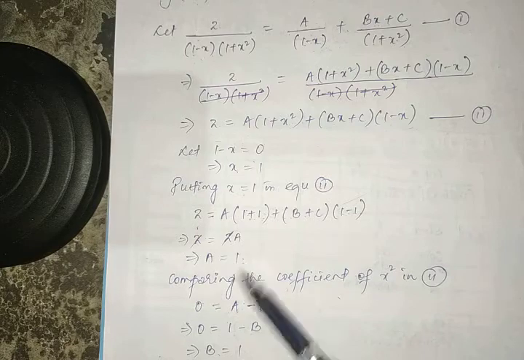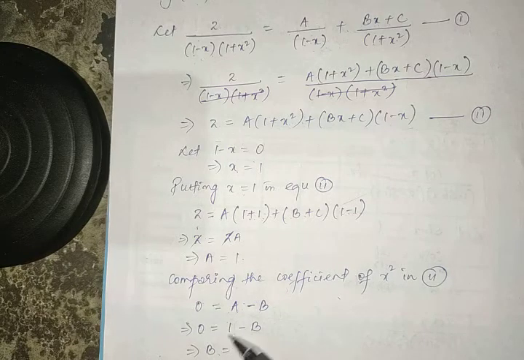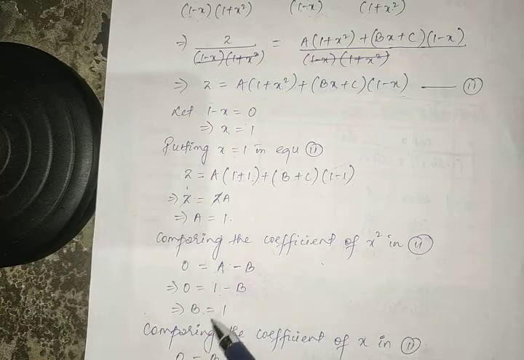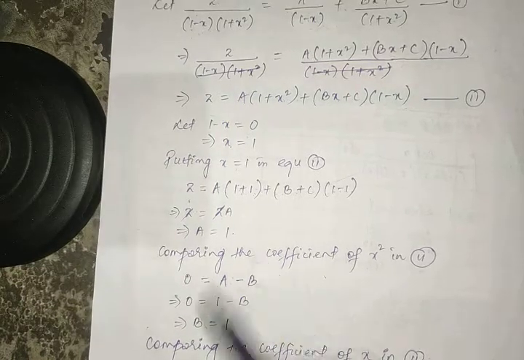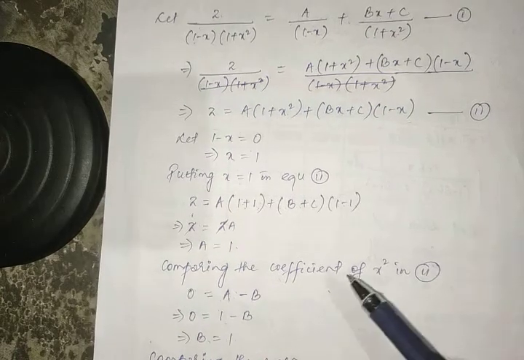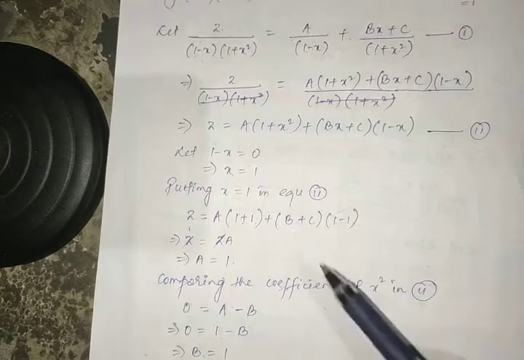Now a we got as 1, so in place of a we'll put 1, so 0 equal to 1 minus b. From here we'll get b equal to 1. So we got the values of a and b. Now we have to find the value of c. For that we'll compare the coefficient of x.